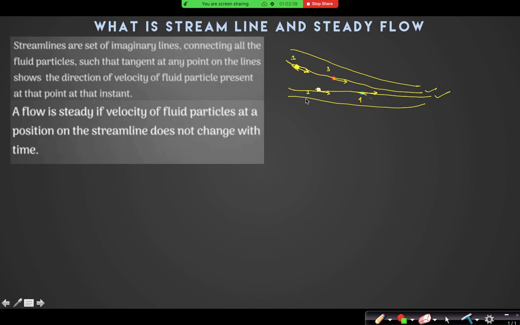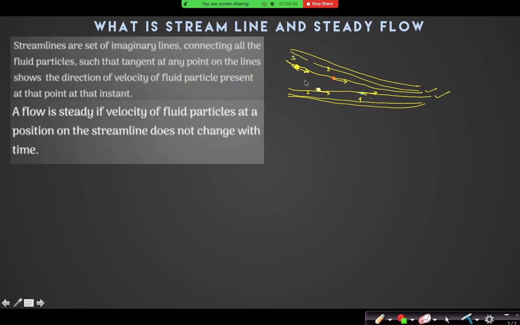Right? So what are streamlines? Now you can say the definition that streamlines are a set of imaginary lines, not one streamline. One particular streamline cannot join all the fluid particles. Right? To join all the fluid particles, you need a set of streamlines. So this may be another streamline, this may be another streamline. Right? So I have drawn a curvy streamline. Will that work? That you have to understand.